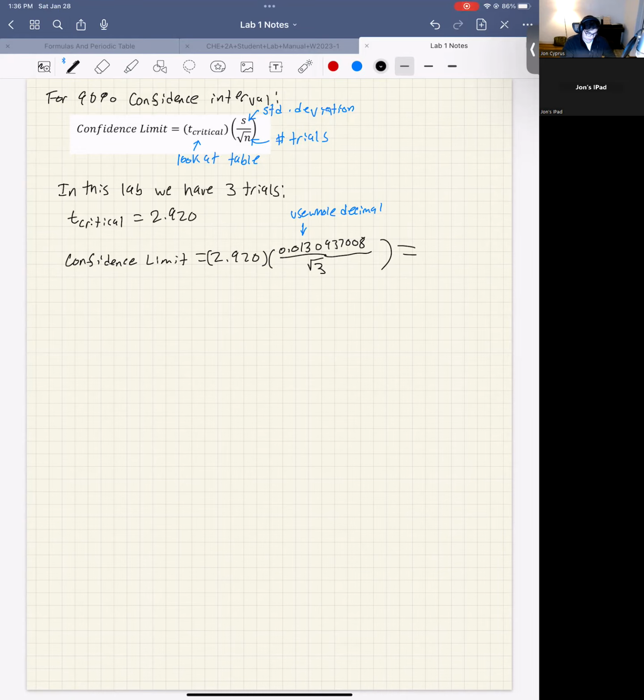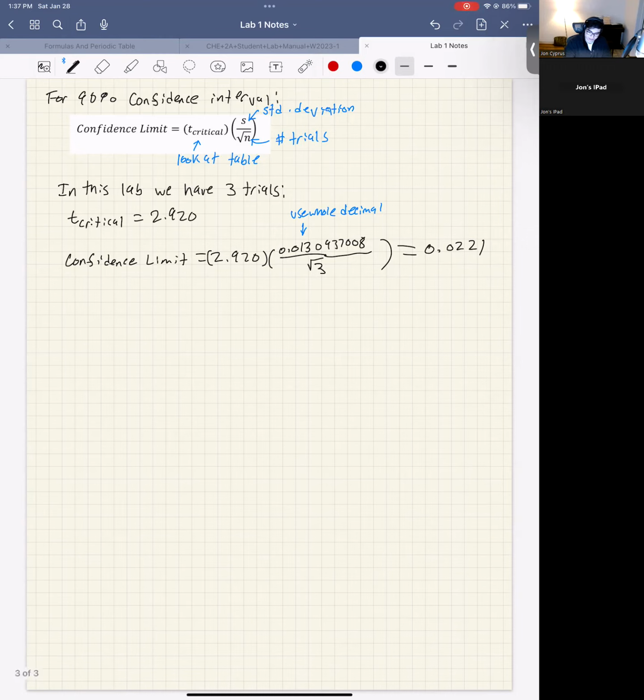And then this becomes 0.0221. And that's it. So you're going to repeat this for each data, essentially.